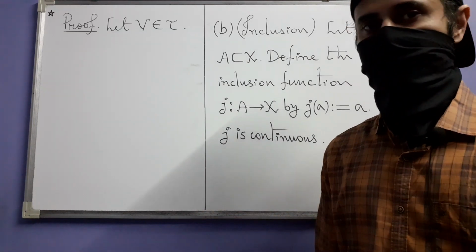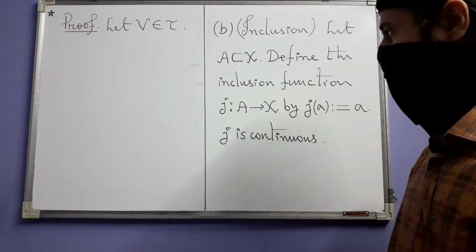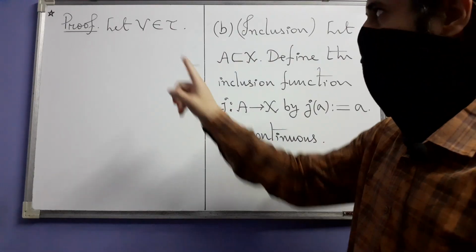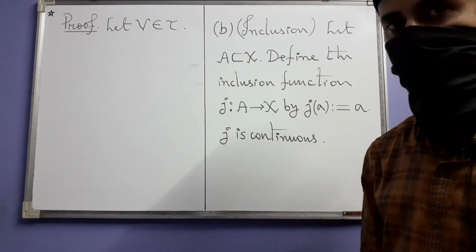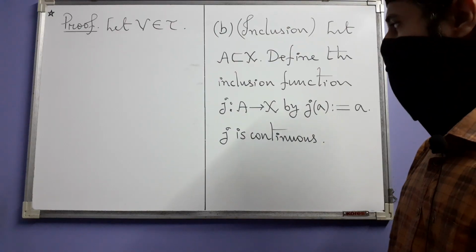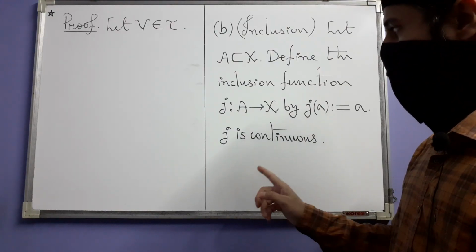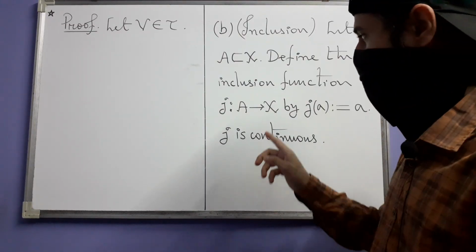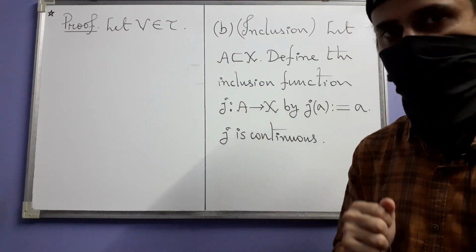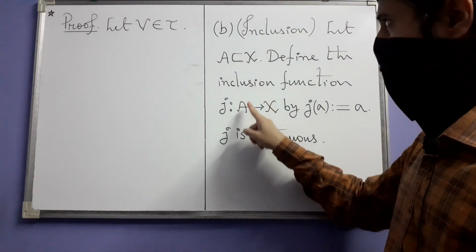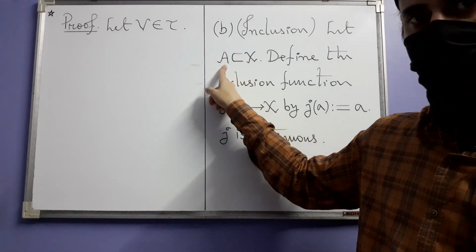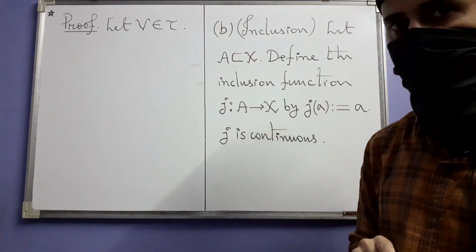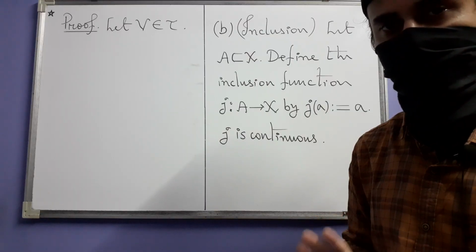Proof. So this time what is the range space? The range space is X. So that means you have to choose an open set in X. So V this time comes from the topology τ, which is the topology that X has. Then you have to prove that j inverse of V is open in A. But open in A means what? What is the topology on A? The topology on A is the subspace topology that A inherits from τ, which is the topology on X. And that is because A is a subset of X. So that's the natural topology.